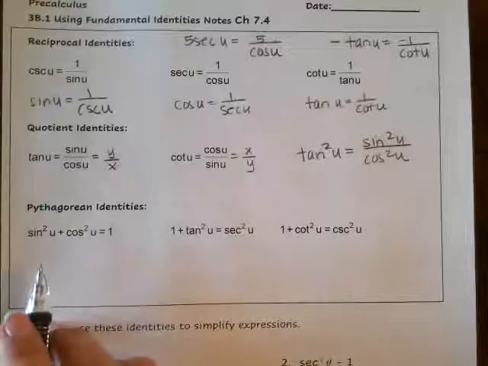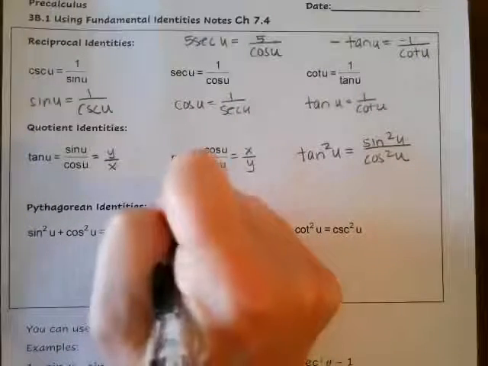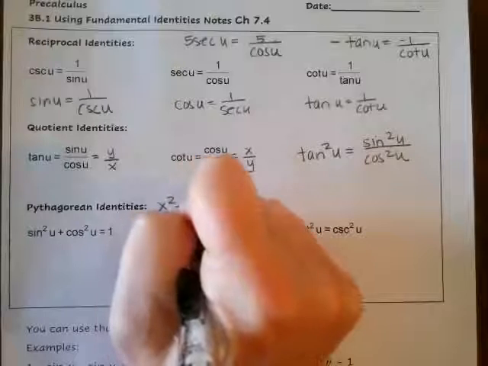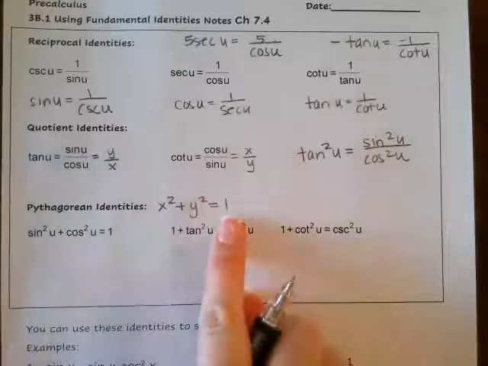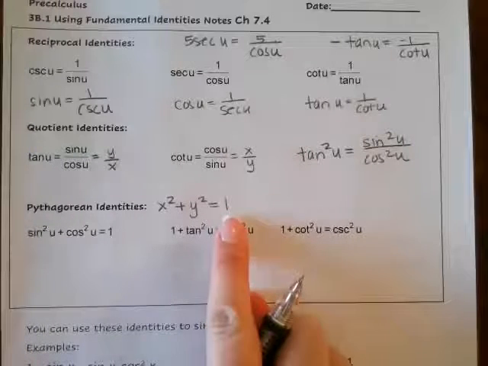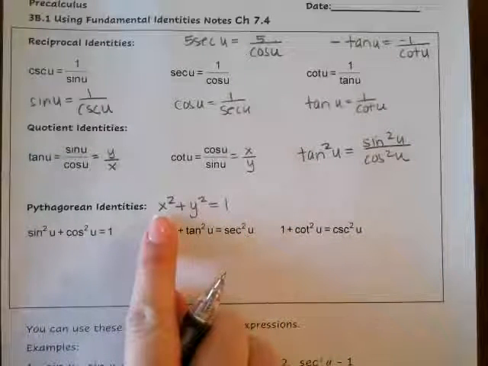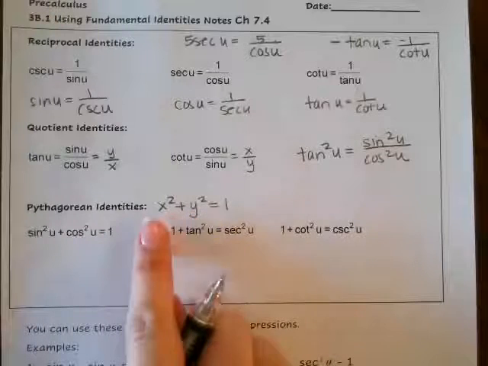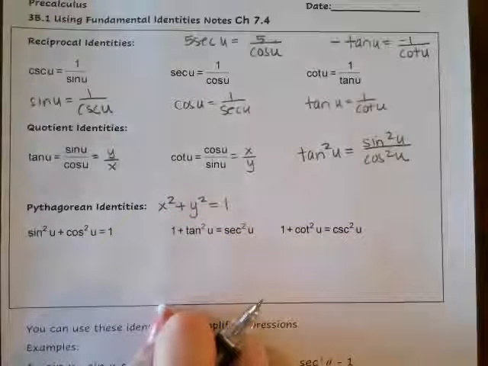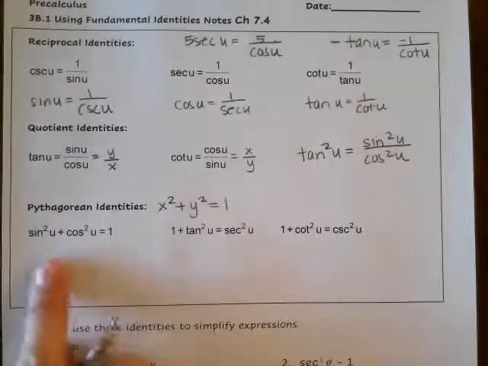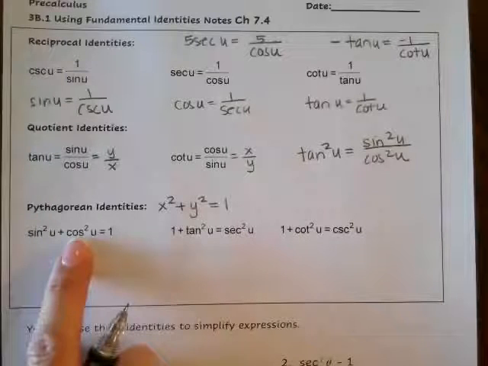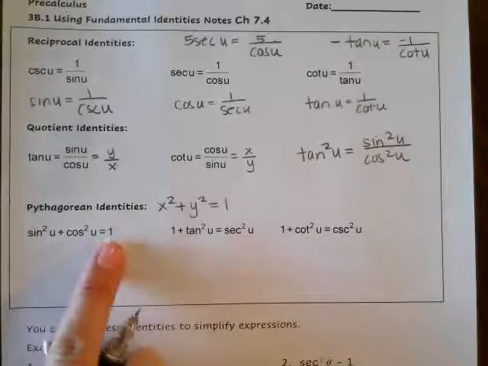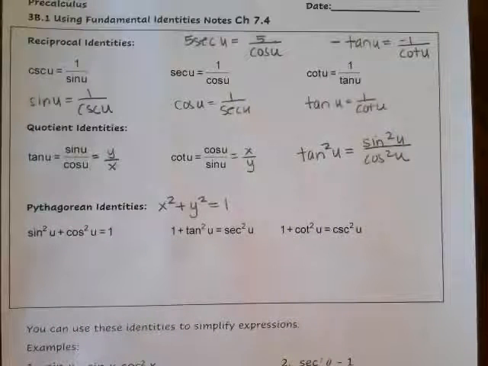All right, our Pythagorean identities come from the Pythagorean theorem, a squared plus b squared equals c squared. In the unit circle, the radius is 1, and 1 squared is 1. One side is x and the other side is y. So that's where x squared plus y squared equals 1 comes from. Because sine is y, that's y squared, and cosine is x, so x squared, and the sum is equal to 1. That's where this identity comes from. Again, you should recognize it when it's manipulated as well.